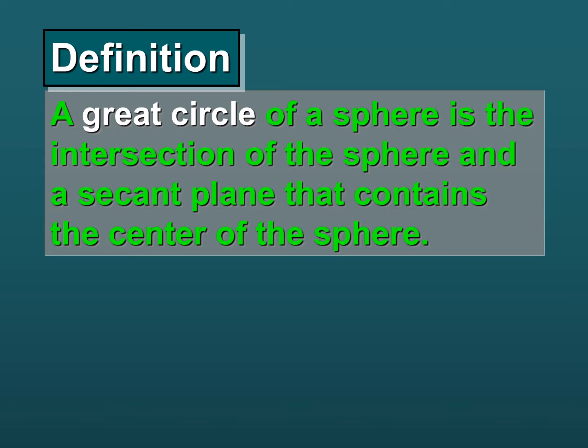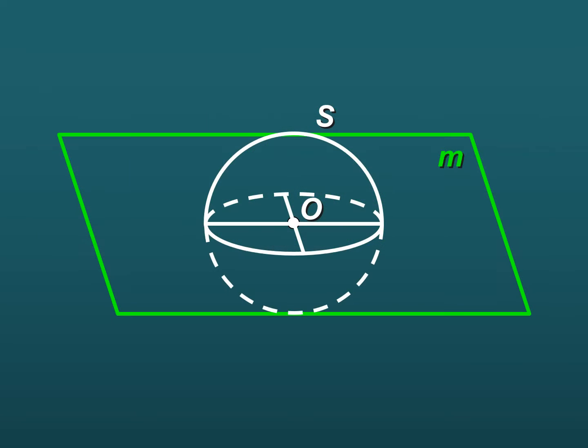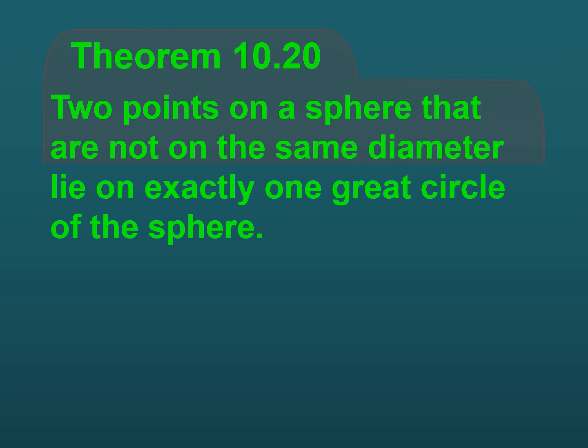A great circle is the intersection of the sphere and a secant plane that contains the center of the sphere. So the great circle is the largest circle that can be made from a secant plane in a sphere. If we have 2 points on a sphere that are not on the same diameter, they lie on exactly one great circle of the sphere.